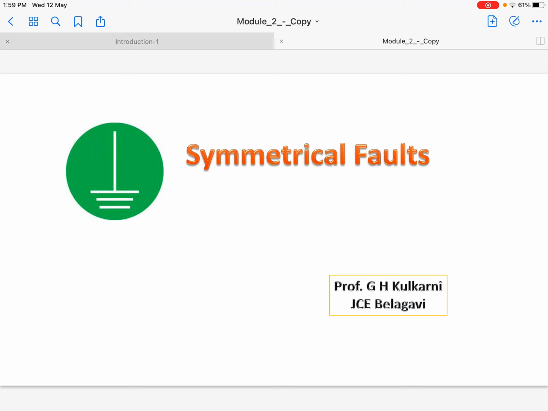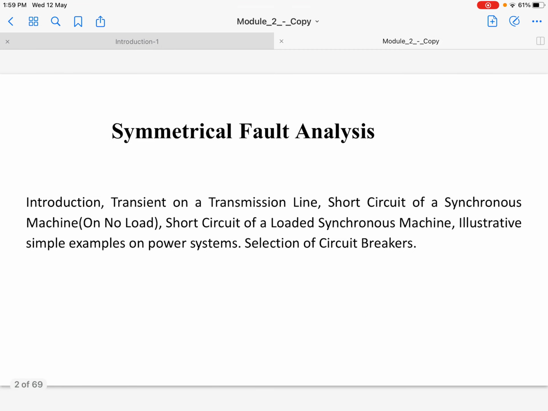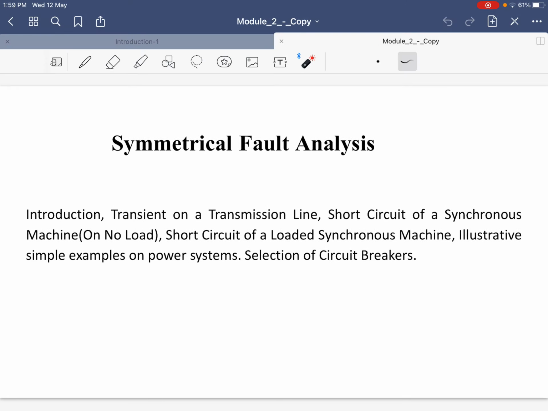Dear students, we start with module number 2. It deals with asymmetrical faults. The portion for module 2 is the introduction of symmetrical faults. Then you have to study transients on a transmission line.